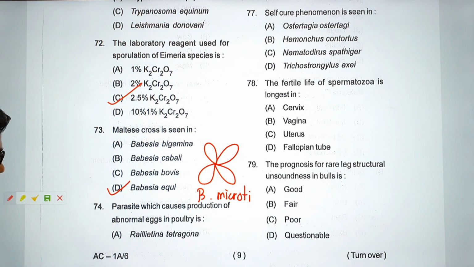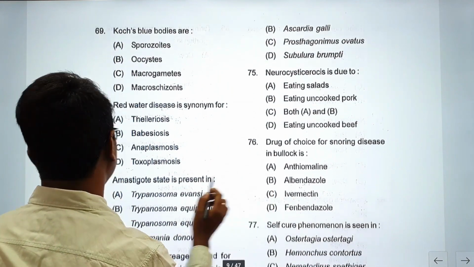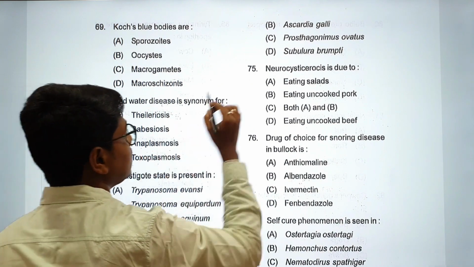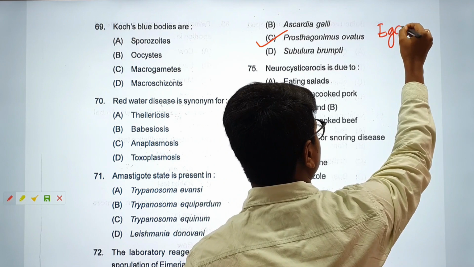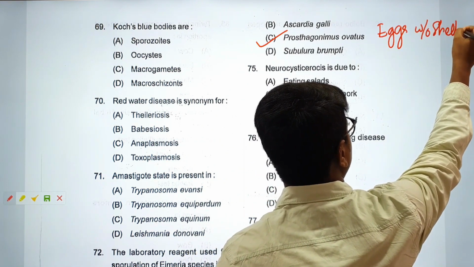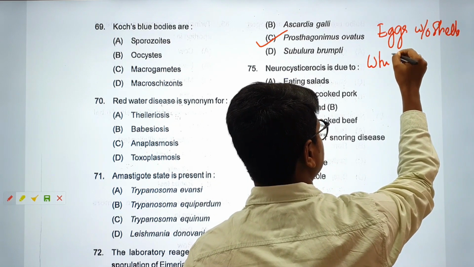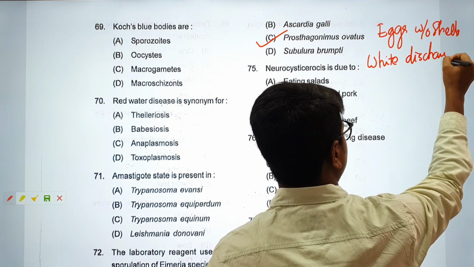Parasite causes production of abnormal eggs in poultry is Prosthogonimus. There will be another option here, Prosthogonimus ovatus. In here you will find eggs without cells and also white discharge from cloaca.